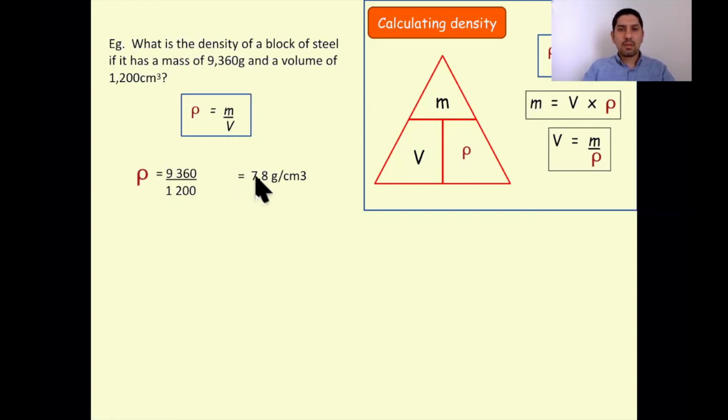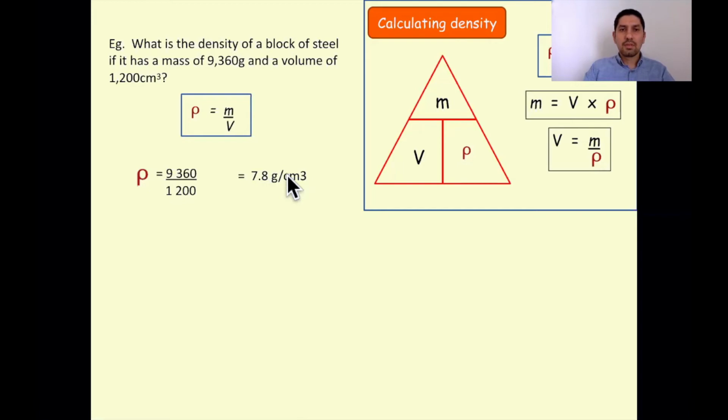7.8 will be the answer. 9,360 grams over 1,200 centimeter cube will be equal to 7.8 gram per centimeter cube. So gram per centimeter cube is the common unit of density.